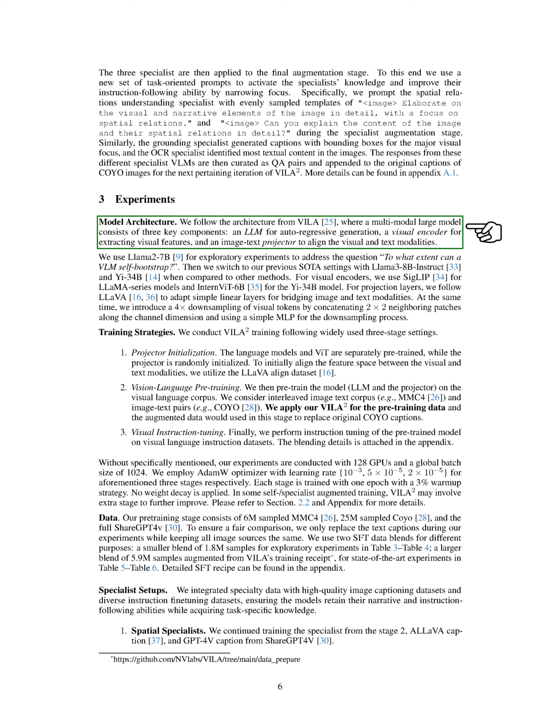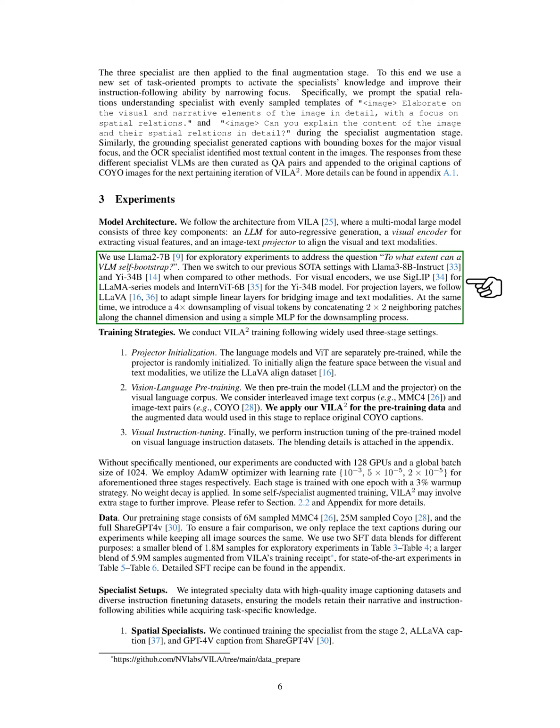Moving on to our experiments, we followed the architecture from VILA, which consists of three main components: a large language model (LLM) for generating text, a visual encoder for extracting visual features, and an image-text projector to align the visual and text modalities. For our exploratory experiments, we used Llama 2 7B to investigate how much a VLM can self-boost. We then switched to our previous state-of-the-art settings with Llama 3 8B Instruct and Yi-34B for comparisons with other methods.